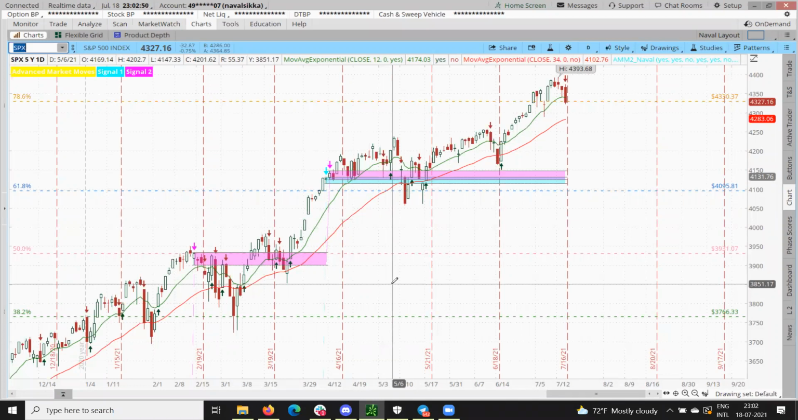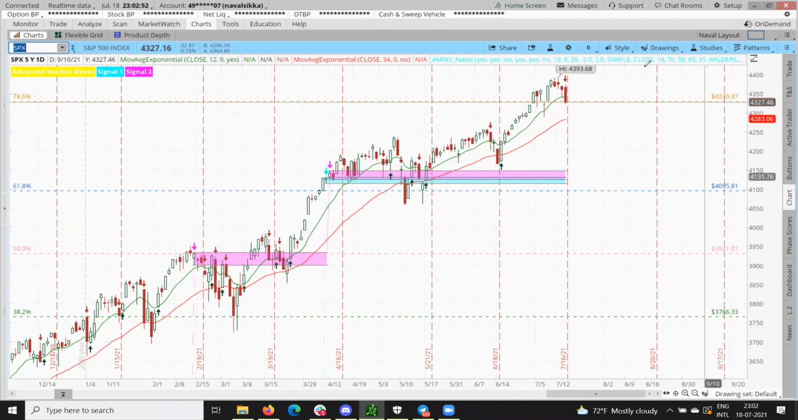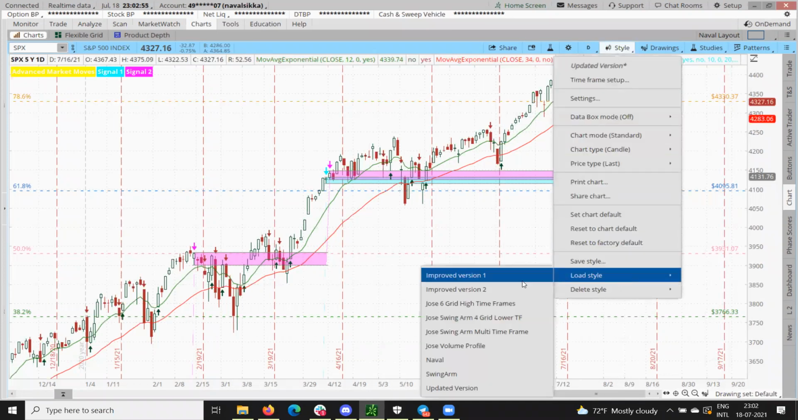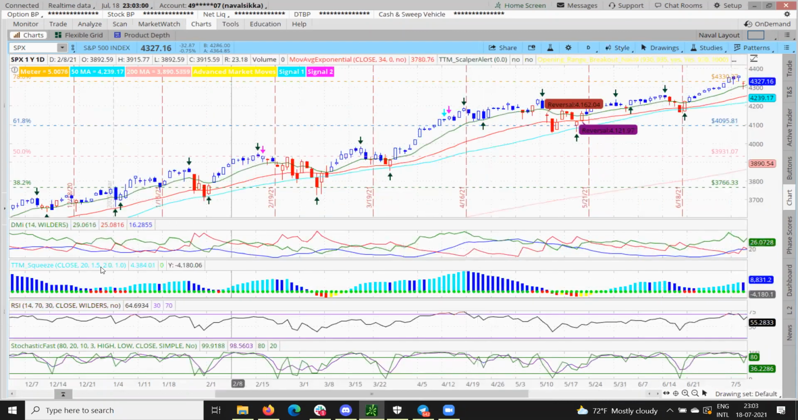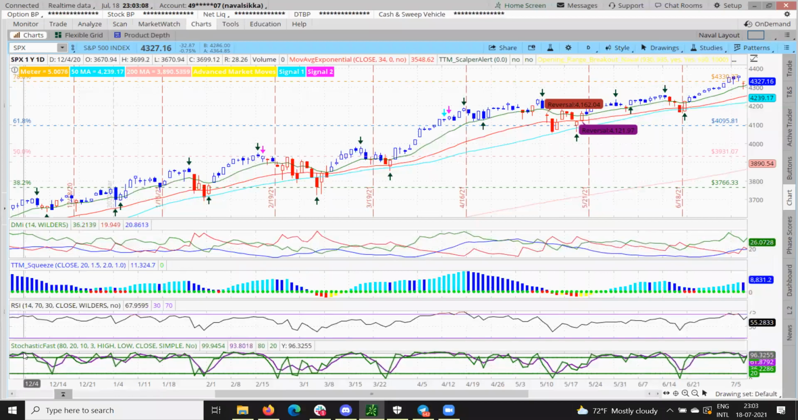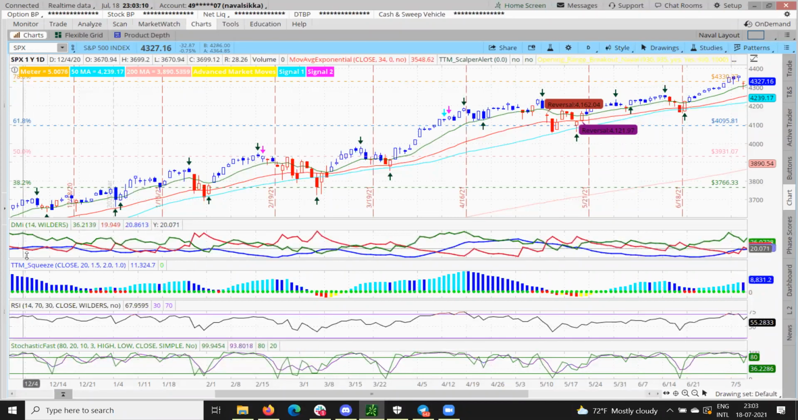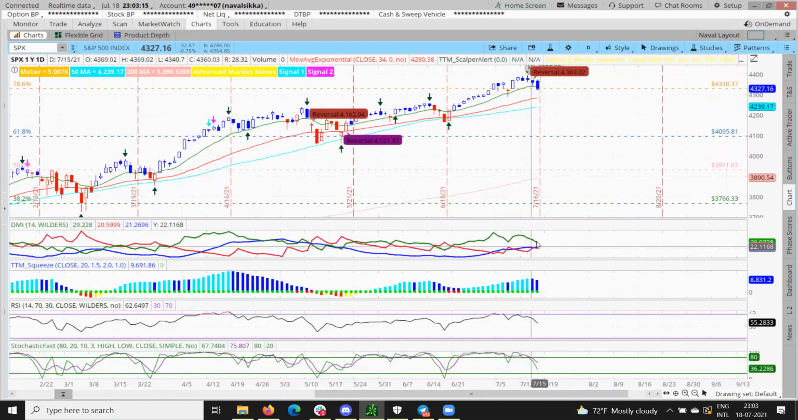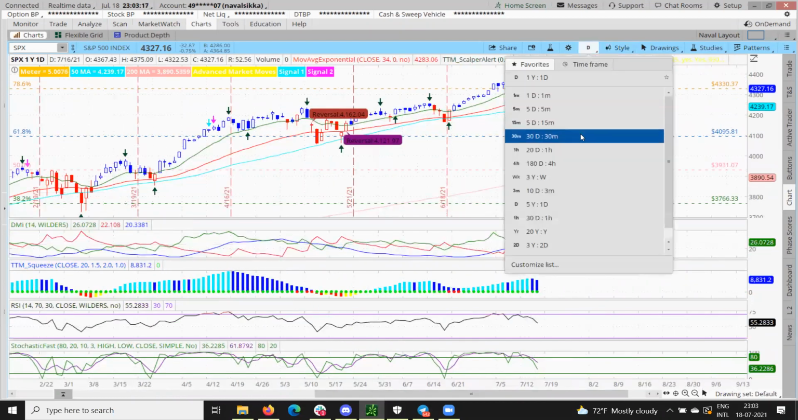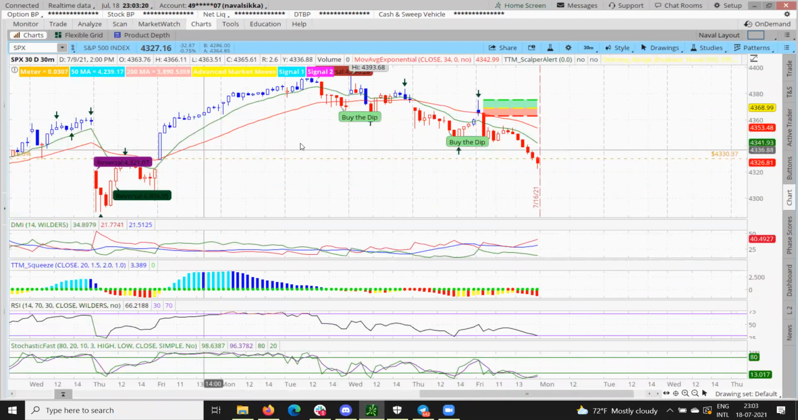You can add on indicators on top of it. Like I have another version which I use for my intraday. So in intraday, I have added these indicators, which are DMI, TTM Squeeze, RSI, and Stochastic Fast. And these are all default settings. I've not changed anything. This is just to have a better confirmation on what I am doing. So after making all those charts, I use that, and then I use my 30-minute candle as a confirmation.